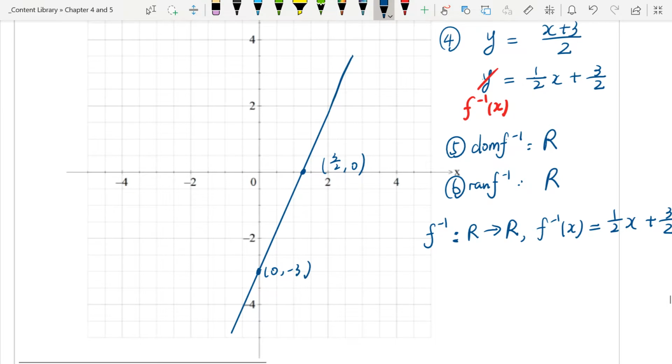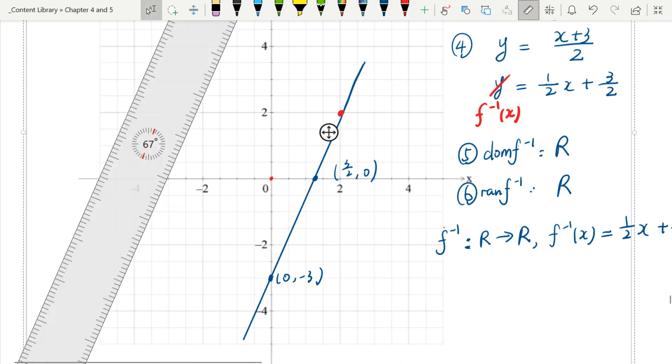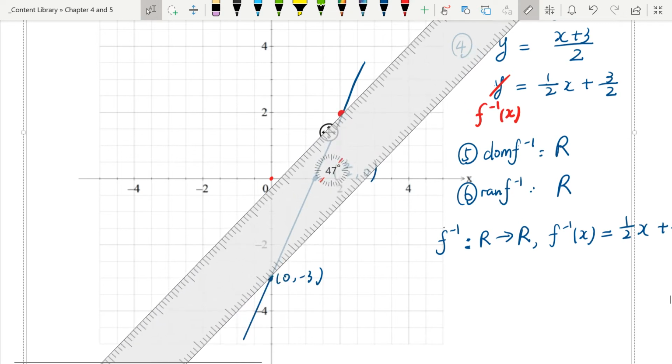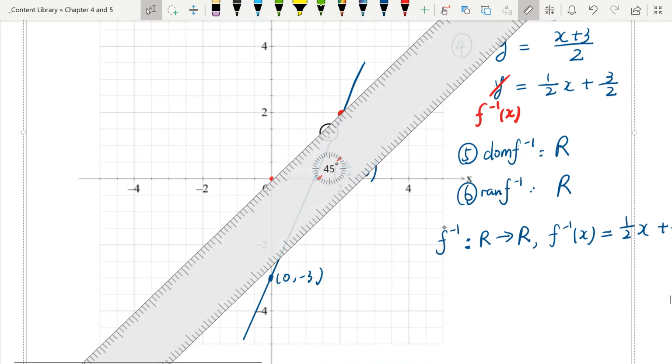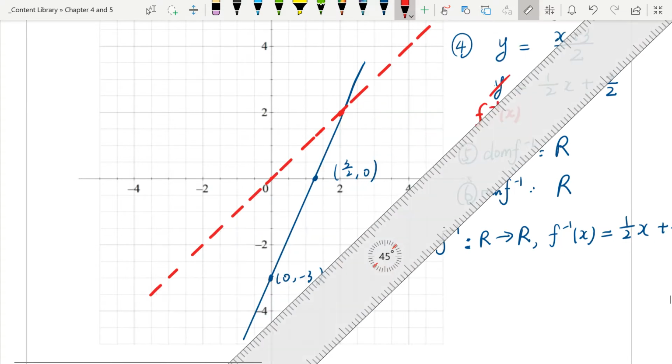So I'll extend this longer. You know what? I'm going to draw the line y equals x. You know where y equals x is, right? So I'll draw that. Okay, anyone know why I draw the line y equals x? That's the reflection. Your graph should look like a reflection in this line, right?